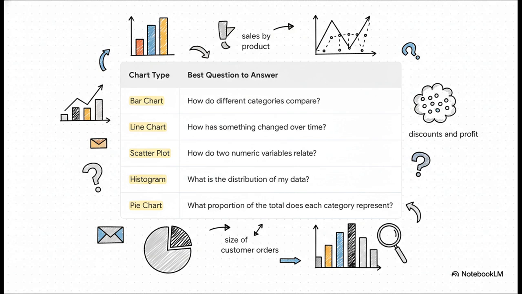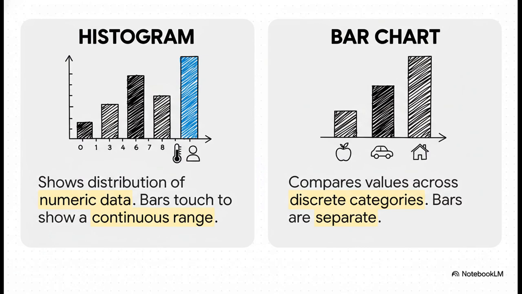Trying to see how your data is spread out, like the size of customer orders, you'll want a histogram. And if you're showing parts of a whole, like market share, a pie chart can work, but just be careful with those. And hey, let's clear up a super common point of confusion: histograms versus bar charts. They look alike, I know, but they do totally different jobs. Bar charts compare separate categories, things like sales figures for different countries. Notice how the bars are separate. Histograms, on the other hand, show the distribution of continuous numbers, like the heights of everyone in a room. The bars touch each other to show that the scale is continuous.